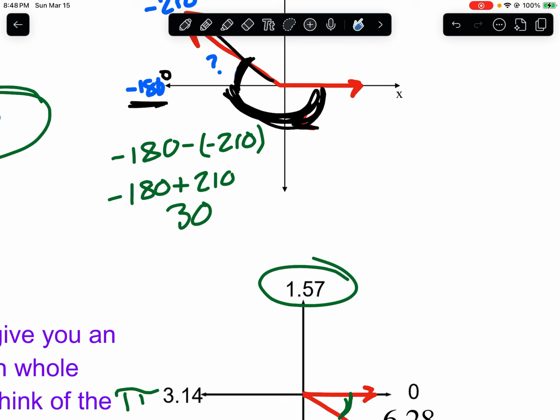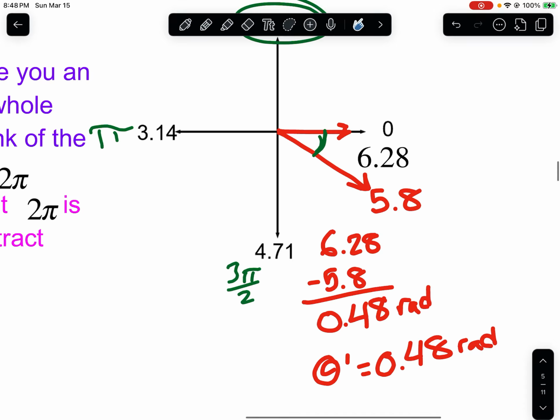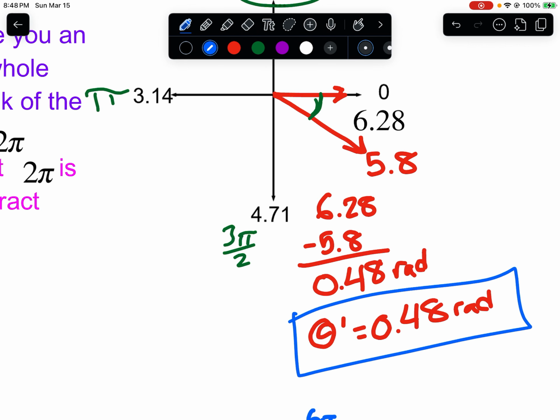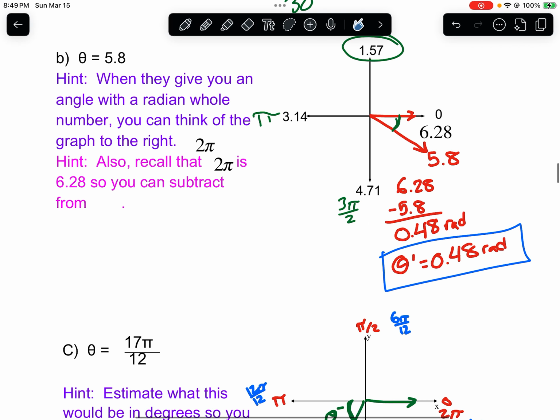Like even up here when we did the negative 180 minus negative 210, technically negative 180 is the larger value, the more positive value even though they're both negative. So we just did bigger minus smaller. Same thing here: 6.28 minus 5.8 gets us a difference of 0.48 radians, which again, if you want to have a radian measure without a pi in there, that is perfectly fine. It's not a big deal. It's not incredibly uncommon.